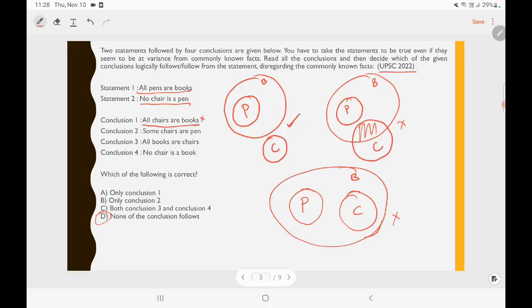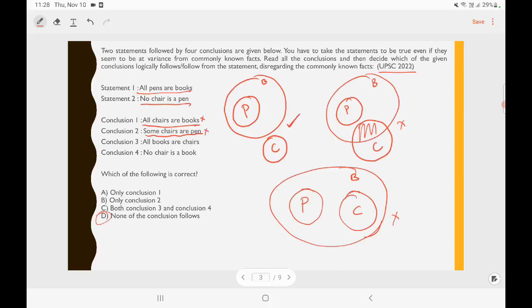And conclusion 2 says that some chairs are pen. Again, it is an extreme statement. It is not as extreme as conclusion 1, because it's saying some, while in conclusion 1 the word all is there. So conclusion 1 is highly extreme, but conclusion 2 is not that extreme, though it is extreme because some chairs are pen means some chairs are always pen. It means that in all the possibilities some chair must be pen. So this is also a little bit extreme, so you can eliminate this as well. Then conclusion 3 states that all books are chairs.